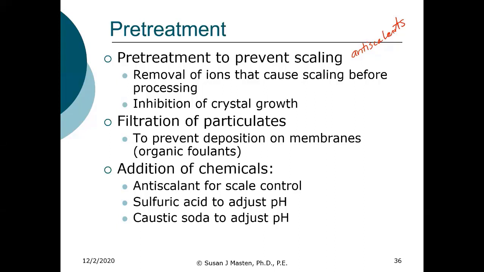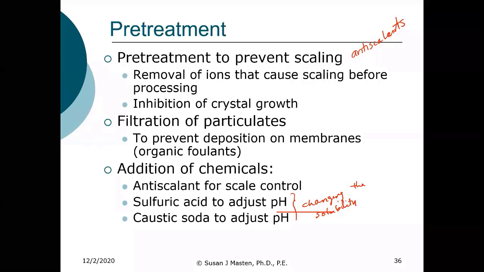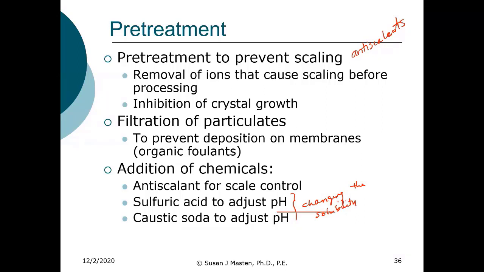You can also add sulfuric acid or caustic soda to adjust the pH. Here, what you're looking at doing is changing the solubility, so you can prevent whatever is precipitating from precipitating. The other thing, which isn't here, is disinfection.